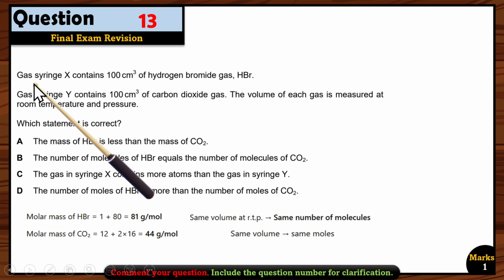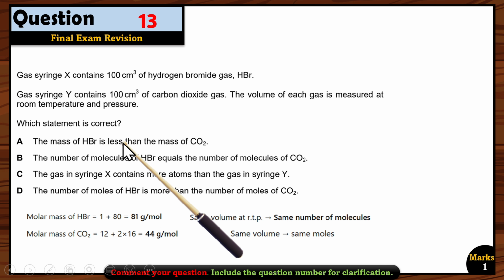Okay, let's see question number 13. Gas syringe X contains 100 cm³ of hydrogen bromide gas, HBr, and gas syringe Y contains 100 cm³ of carbon dioxide. Now if you see, they both have the same volume and they both are gases, right? The volume of each gas is measured at room temperature and pressure. Which statement is correct? Now let's see one by one.